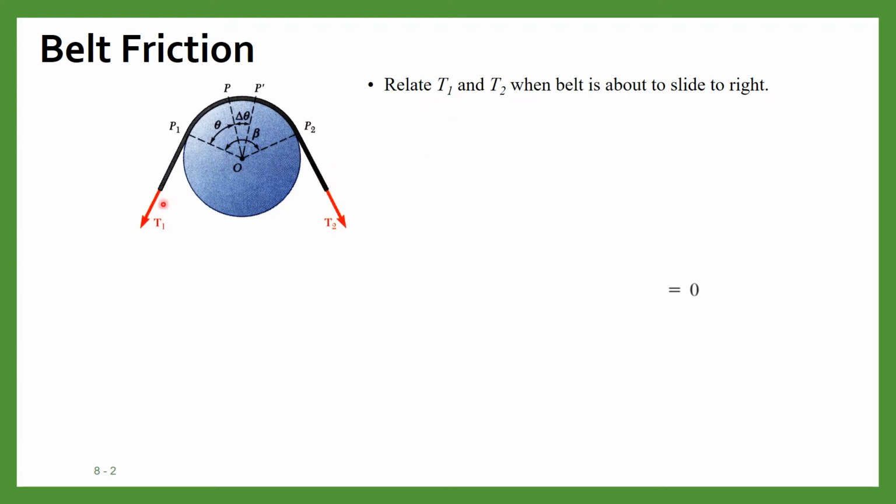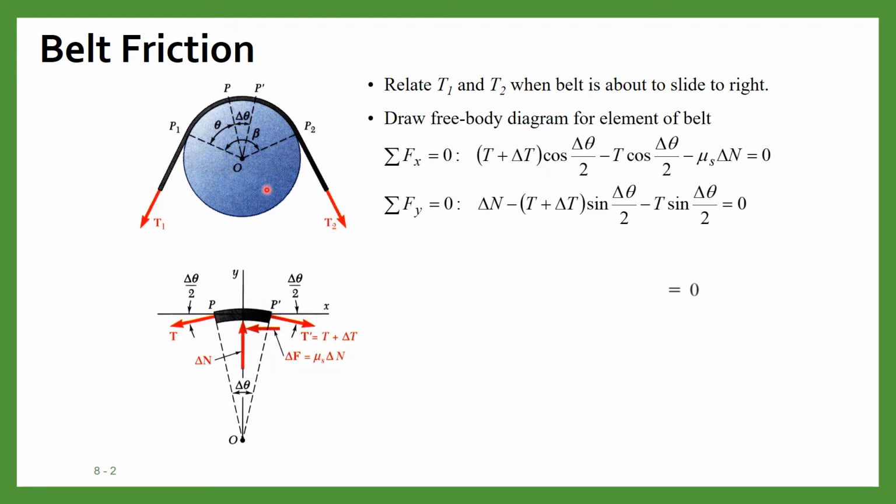So suppose the tension here is T1 and the tension here is T2, and these P1 and P2 are the points of tangential contact between the belt and pulley. The first thing we will do is make the free body diagram of an element. So we will consider this element, and the free body diagram of this element has been drawn here.